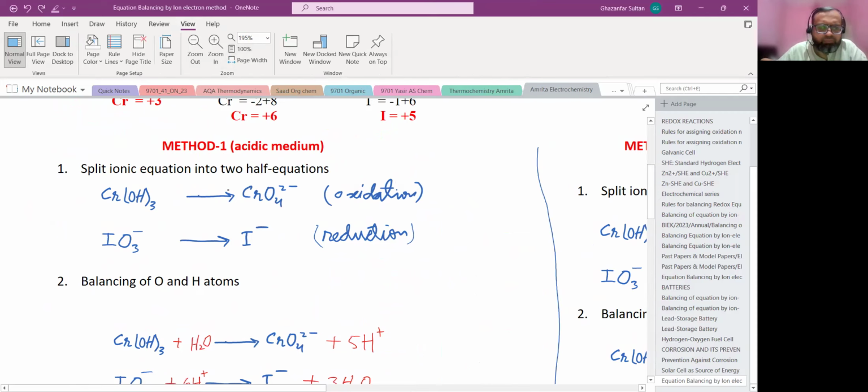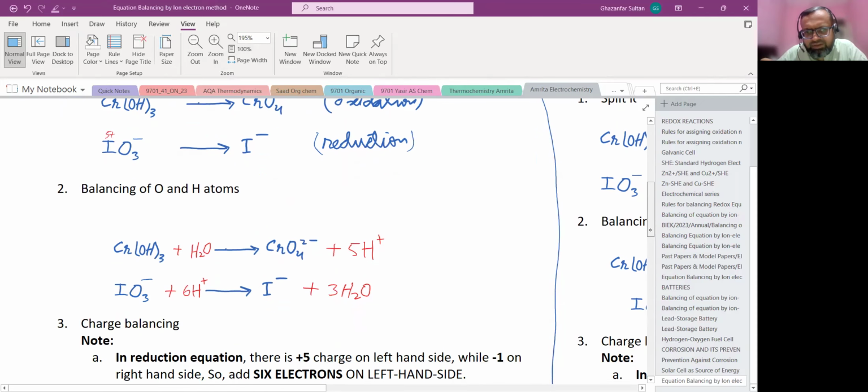In this method, just like the previous examples we have done in other videos, we split the ionic equation into 2 half equations. One is the oxidation one. As you can see here, it is going from +3 to +6. So this is the oxidation reaction because the oxidation number is increasing. And here it is going from +5 to -1. So here the oxidation number is decreasing, so this is the reduction equation.